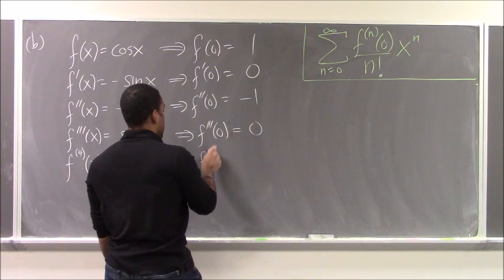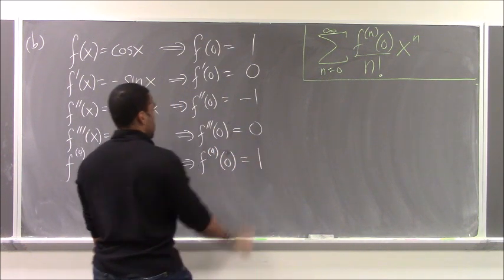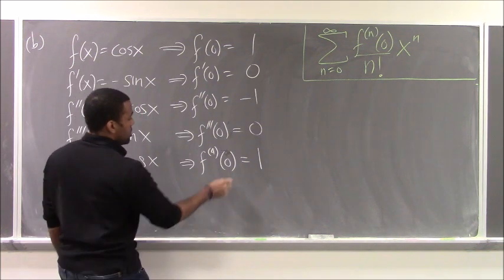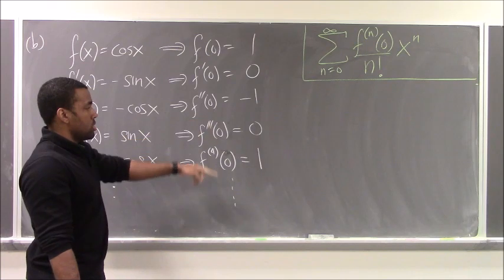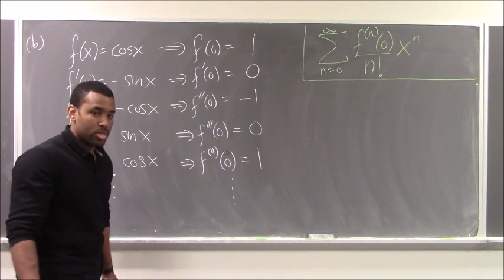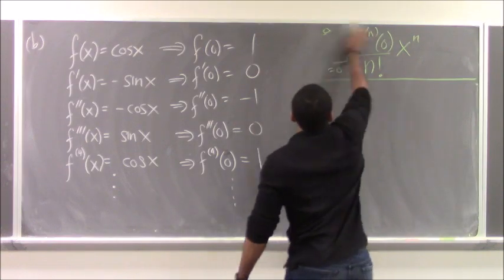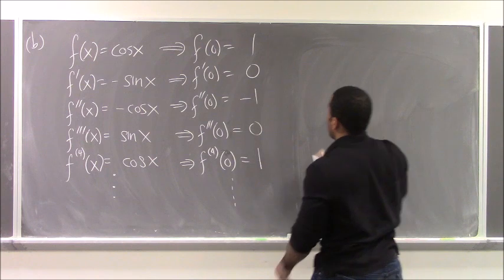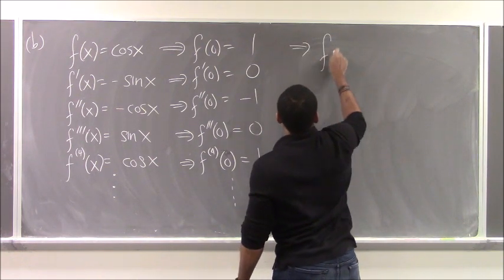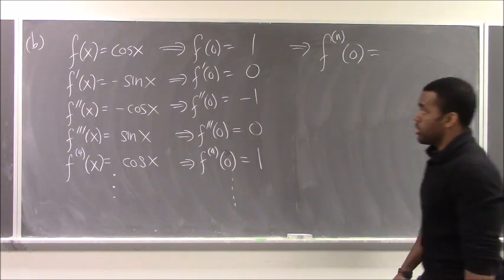And the fourth derivative of 0 is 1. And that is just going to keep repeating. So it goes 1, 0, minus 1, 0, 1, 0, minus 1, 0, 1, 0, minus 1, 0, going on like that forever. So if you were to tell me a pattern for f to the n evaluated at 0, how could you do it?